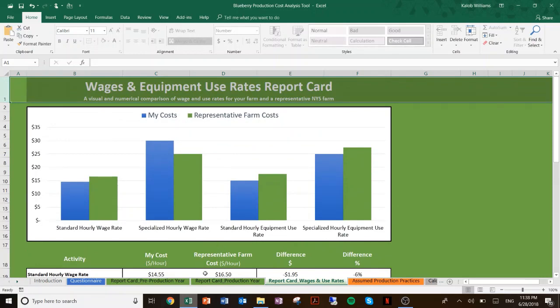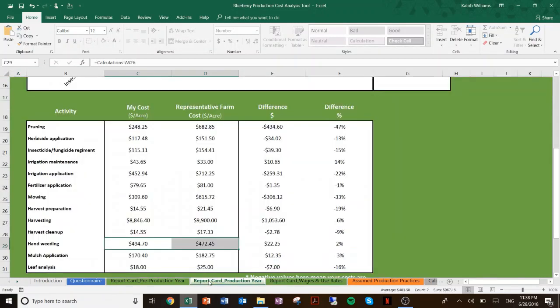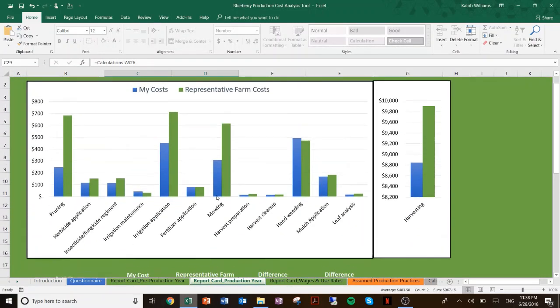Now, it's very important that you don't just come here and look at this and say, hey, I'm doing great, my mowing costs are $309.60 less per acre than the representative farm, so great, that's awesome. It's important that you couple all of the information on these 3 tabs with the information on the orange tab, which is the assumed production practices. It's not enough just to say, okay, my costs are lower or my costs are higher. Either I'm doing great or I need to do something about it.